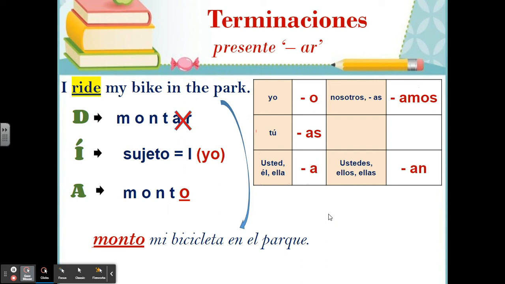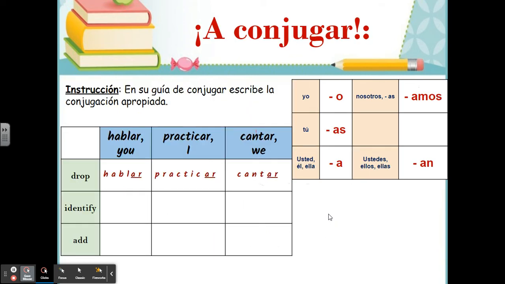And then we have the chart at the bottom. Escribe el proceso de conjugar. It has hablar tú, practicar yo, and cantar nosotros. And I literally have it in the chart there. So fill in this chart. I'm going to walk you through it now as you fill it in. So you have your table there.